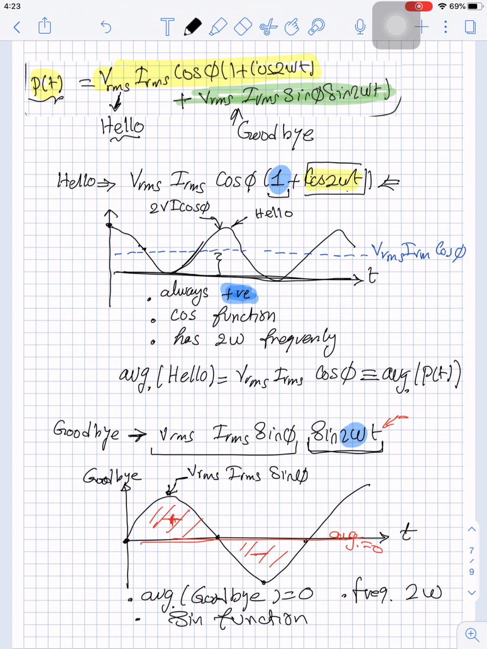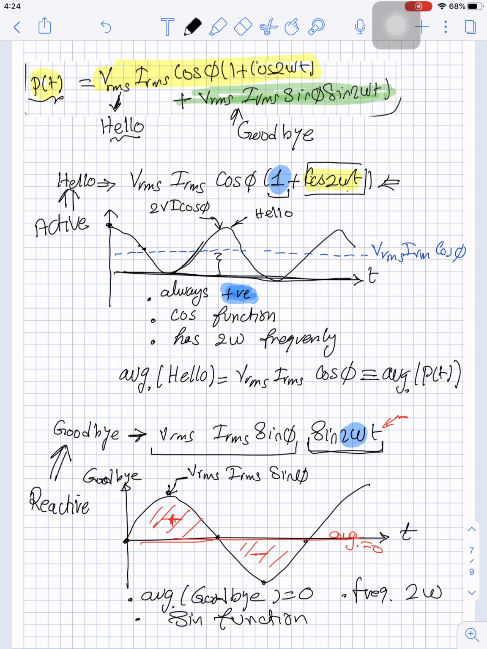Now let's give these two functions a name related to their behavior or their characteristic. We can name the hello as the active component. Why is it active? Because it's always positive, it's productive, it has an average, and it is converted from electrical to non-electrical. So this is your product. And the goodbye portion is the portion that is interactive between the source and the load. That's why we can call this the reactive component.